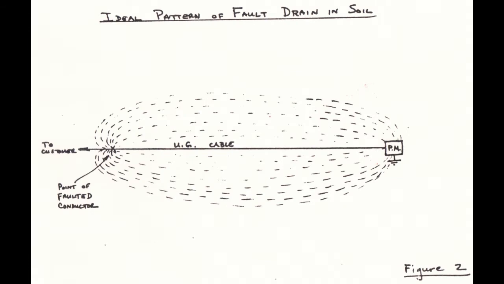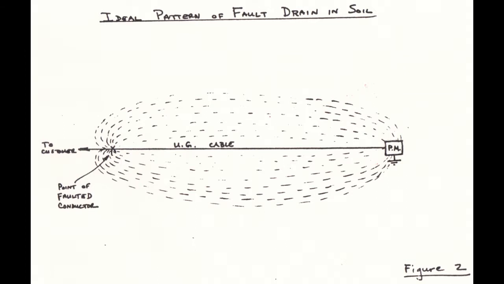In Figure 2, we see an ideal pattern of fault drain within the soil. The X shows the point of the faulted conductor. From the point of the fault, dashed lines indicate the path of the current flowing from the fault to the pad mount transformer ground rod.